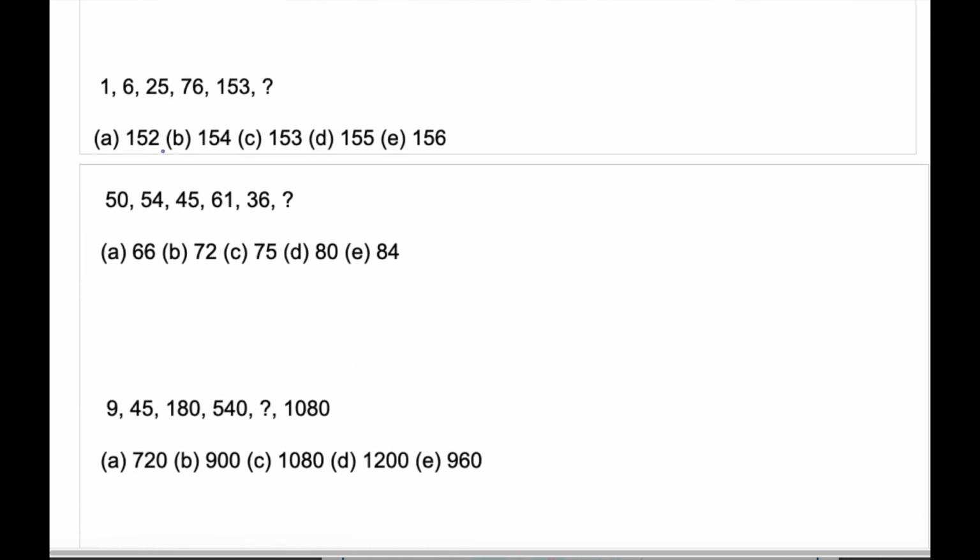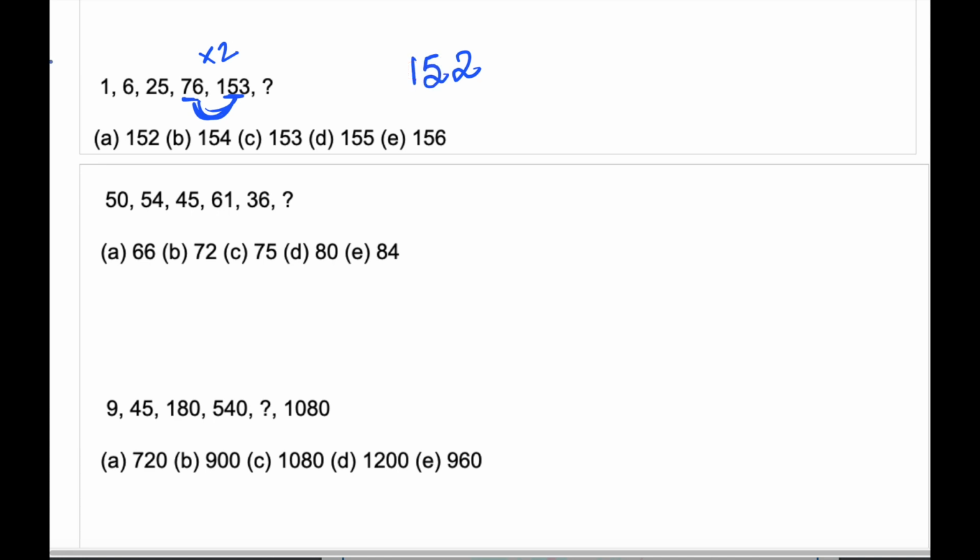Next question is 1, 6, 25, 76, 153. Okay. So at first let's find out the difference. Can you see one thing? This one and this one, if you look at this, the difference is huge. Okay, the difference is huge. So 76, can we say that this is almost 2 times? Because 76 into 2 is how much?